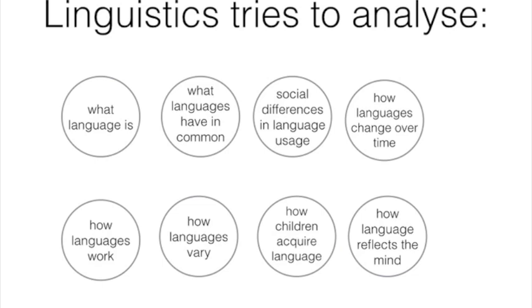Then, finally, how language reflects the mind. Okay, here we are talking about the relationship between the mind, brain, and language. For example, it tells you that there is an area in the brain which is specialized in the production of language. If that area is damaged, then the human being doesn't speak, or doesn't make any sound. So it's the relationship between the mind, the brain, and language. It's called neurolinguistics. So these are the different types of questions for which linguistics tries to find an answer, right? Okay? Following so far?